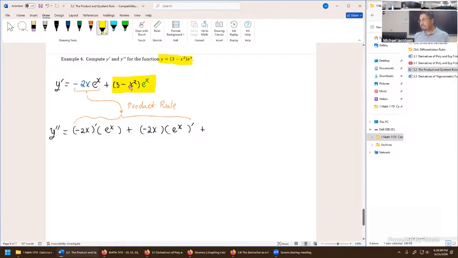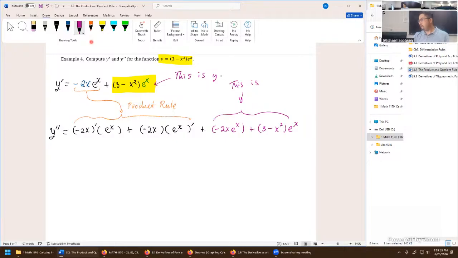And so if we're differentiating that, we've already done it once before. There's no reason to reinvent the wheel. If this is y, the whole thing right here is y prime, so it copies in this way. Let's put in the notes, this is y, and so here is the result for y prime, plus a negative 2x, e to the x, plus 3 minus x squared, e to the x. This whole thing, this is y prime.